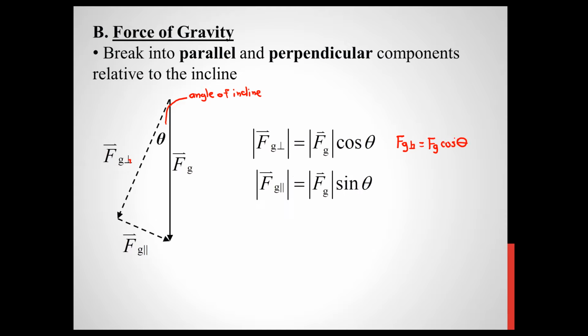The parallel component is on the opposite side of the angle theta. So if I take opposite over my hypotenuse, that'd be the sine ratio. Therefore, if I want to calculate the parallel component, F_G parallel, it would be equal to the force of gravity multiplied by sine of theta. So I only have one force vector I need to break into perpendicular and parallel components.